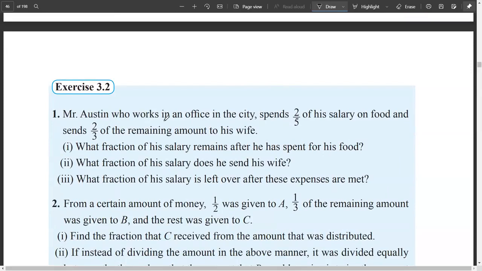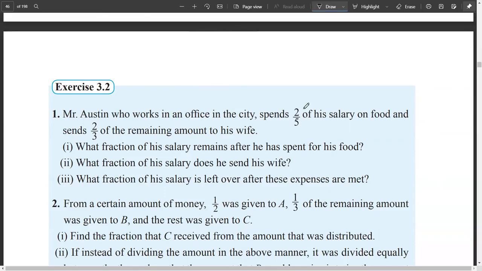So Mr. Austin, who works in an office in the city, spends 2 over 5 of his salary on food and sends 2 over 3 of the remaining amount to his wife. This is very similar to the thing that I discussed earlier. So I'll quickly do the calculation by a diagram.